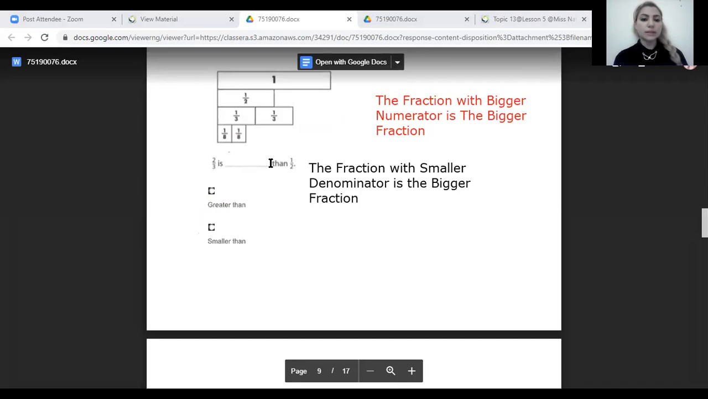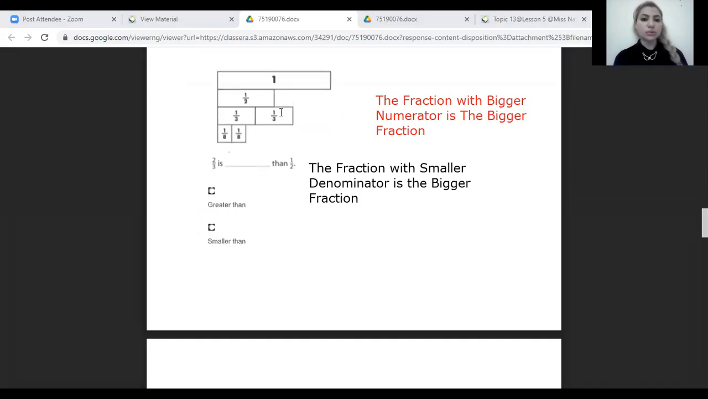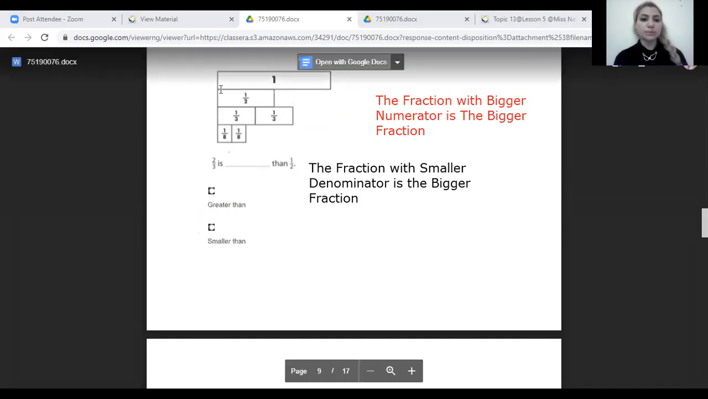2/3 is what? Half. So this is 2/3. Let's see which is bigger, 2/3 or half? This is 2/3 and this is half. So 2/3 is greater than half, right? 2/3 is greater than half. Let's go to the next question.